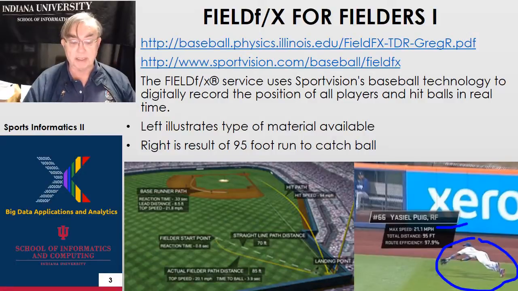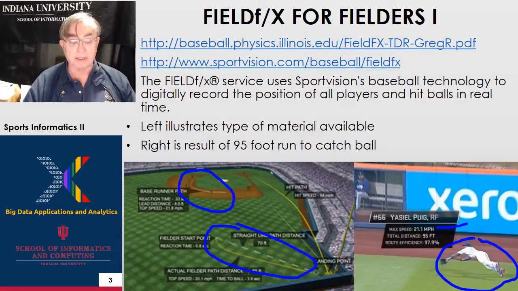And here are some similar types of pictures: here are the actual baseball runners, and here is the fielder running, and here's the straight line, and here's the actual path. This ball was actually hit right along the foul line here, but I gather it's probably a fair ball. This is just the broad material.